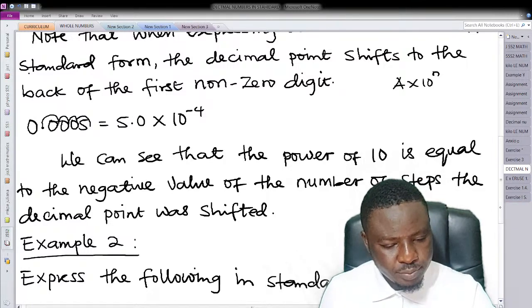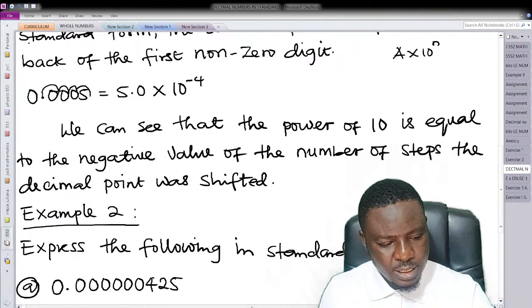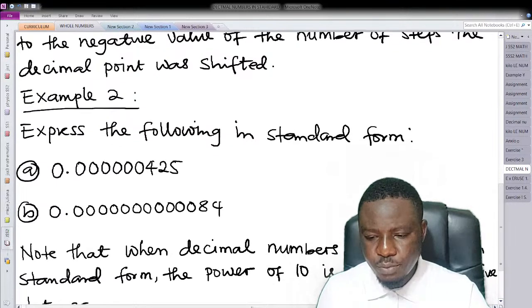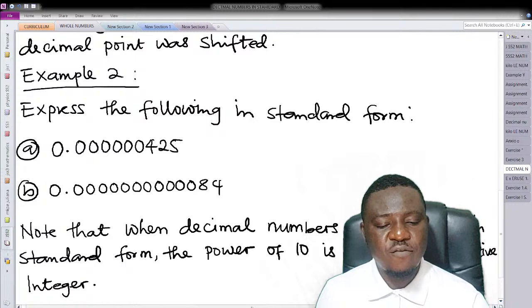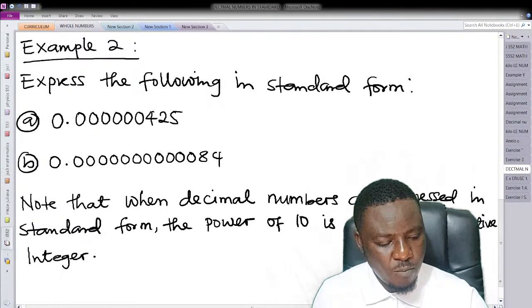Example 2. Let's solve another example. Example 2 says we should express the following in standard form.